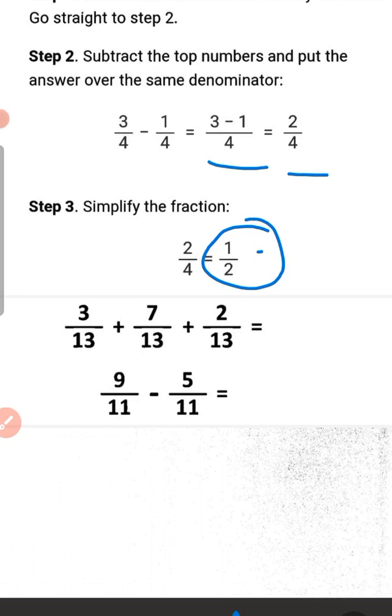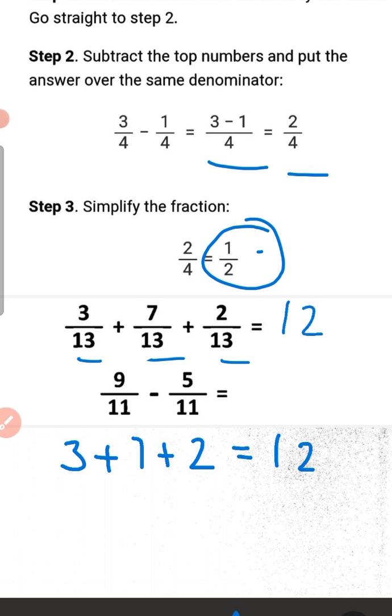In this example, children, 3 by 13 plus 7 by 13 plus 2 by 13. First, check the denominators. 13, 13, 13. Same. So these fractions are like fractions. So what is the next step? Add the numerators. 3 plus 7 plus 2. 3 plus 7 plus 2 is 12.